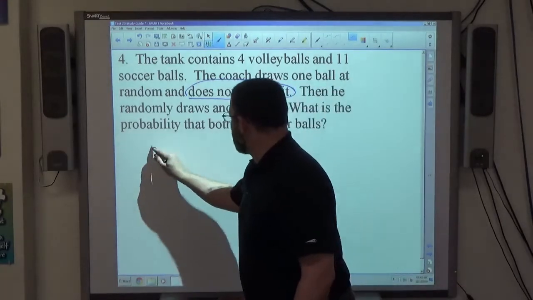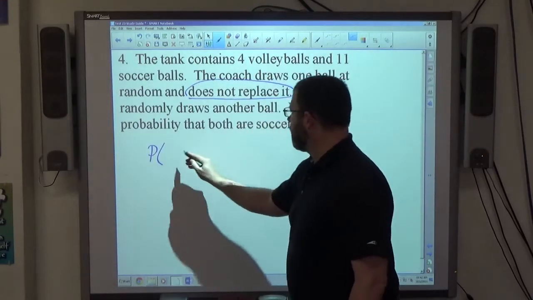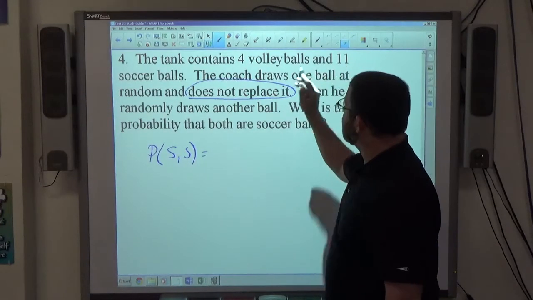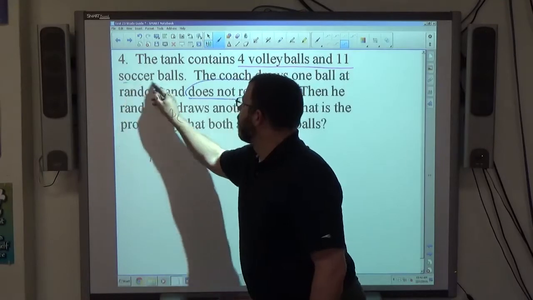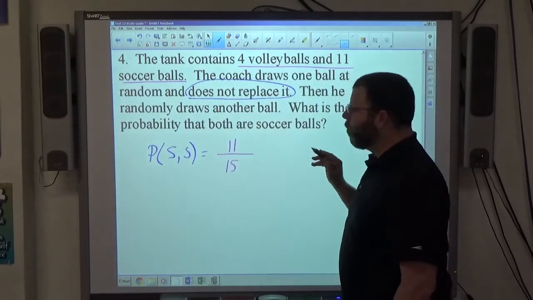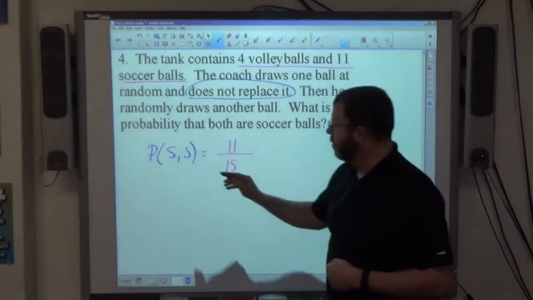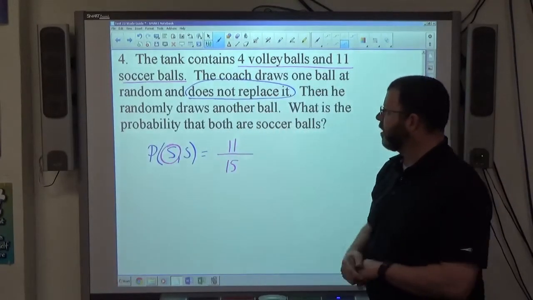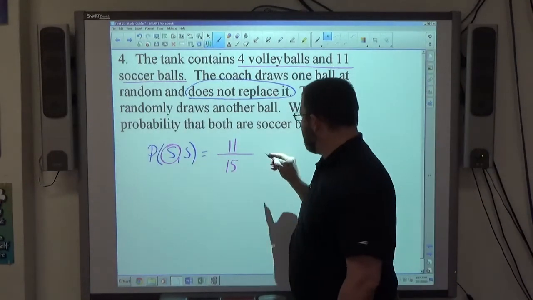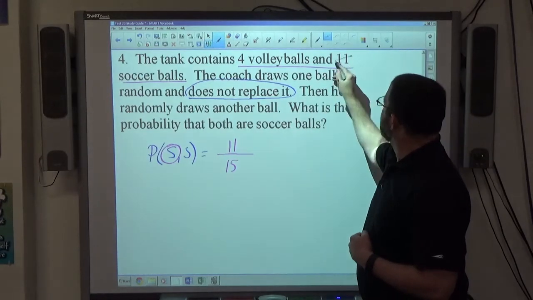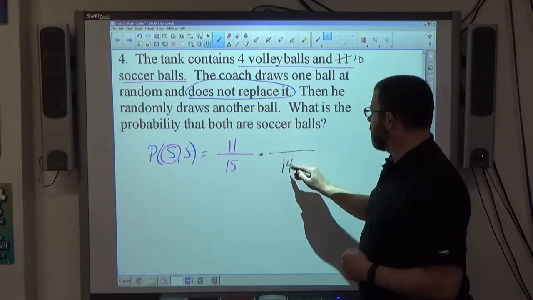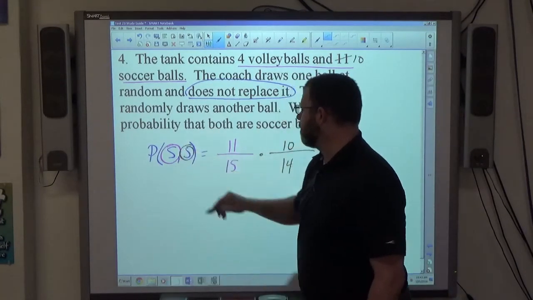So we're looking for the probability that our first pick is a soccer ball and our second pick is a soccer ball. So our first pick, based on the facts that we have, there's a total of 15 balls in the tank, of which 11 are soccer balls. We always assume we got what we're looking for. So the first pick, getting a soccer ball, there's a chance of getting one of 11 out of 15. Once we pick that, now there's one less soccer ball. So now there's only 10 soccer balls and still 4 volleyballs. So now there's only 14 balls, of which 10 are soccer balls for our second probability.